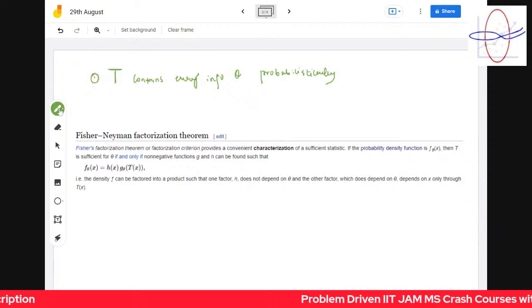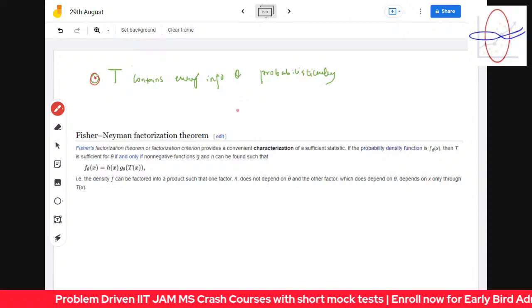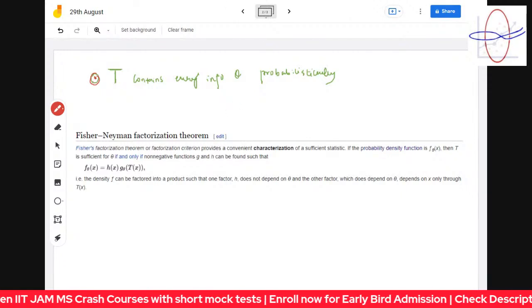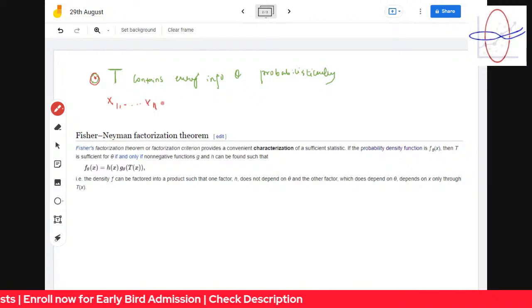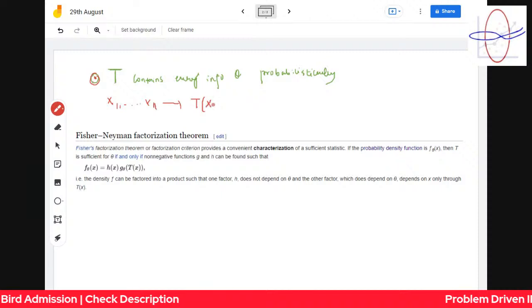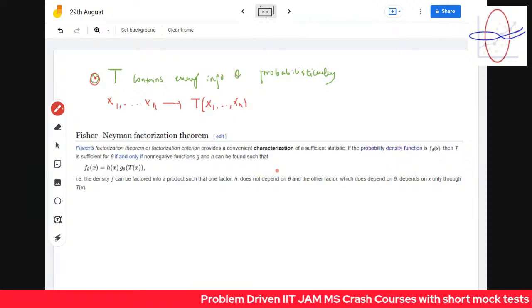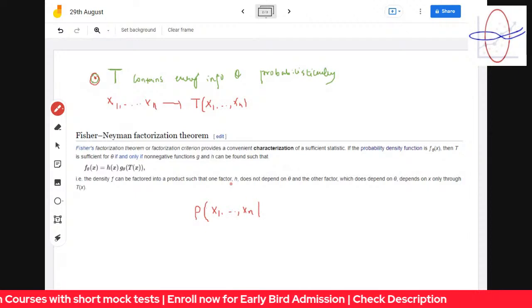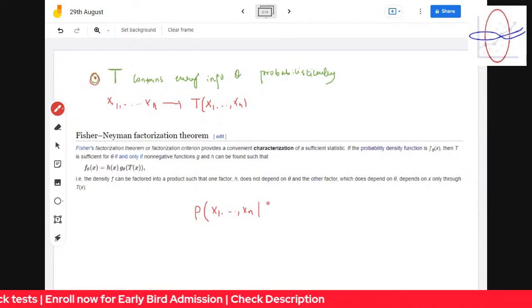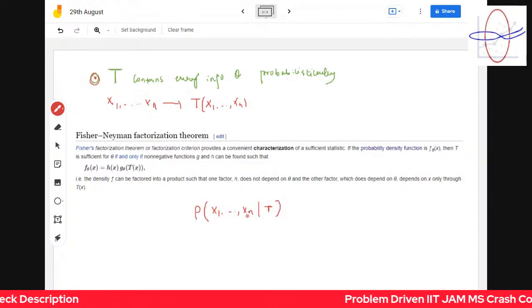If that is the case, then T is also a random variable because it's a function of the given data. So X1, X2, ..., Xn are the data. Your aim is to find the statistic T, which is a function of these and again a random variable, such that it is a sufficient statistic for theta. What does it mean in a frequentist manner? It means that the probability of the data, that is X1, X2, ..., Xn, given this T, has no information about theta.